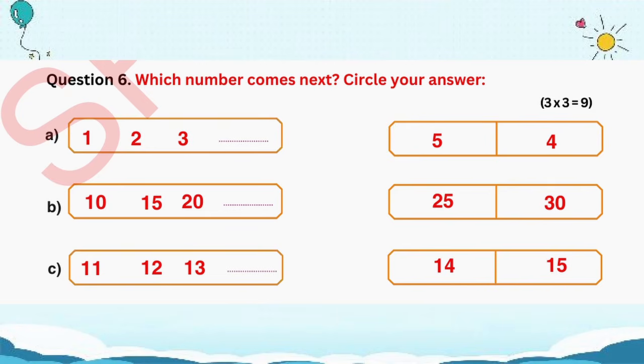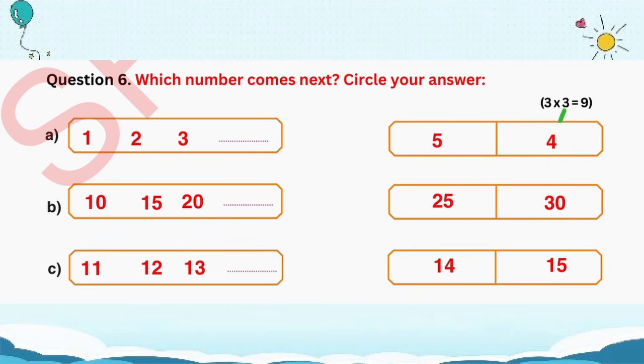Question 6. Which number comes next? Circle your answer. A. The numbers are 1, 2, 3, followed by a blank. The options are 5 and 4. The numbers in this sequence are increasing by 1 each time. So after 3, the next number is 3 plus 1 equals 4. Therefore, the answer is 4.